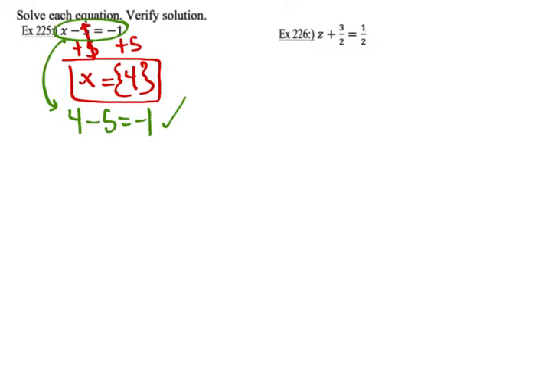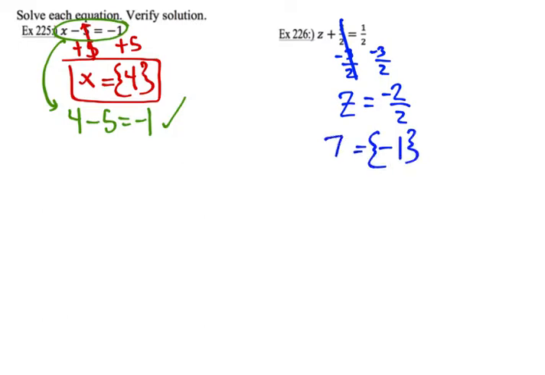Okay, next example. We did this one also in the previous video. z plus 3 halves is 1 half. We're going to get rid of 3 halves by using a negative 3 halves on both sides. So 3 halves plus negative 3 halves is 0. We're left with z by itself. Negative 1 half and negative 3 halves. Well, 1 minus 3 is negative 2. So this is negative 2 halves, which is the same as negative 1 when you reduce it. So z equals negative 1.